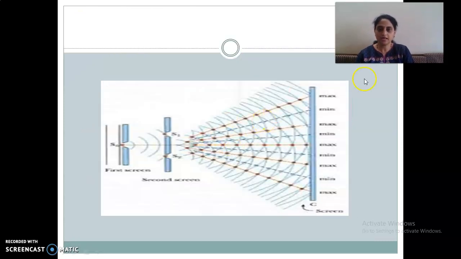This is again the next diagram of Young's experiment. This is the S source of light, and these are slits S1 and S2. The waves which are formed interfere with each other, means crest overlaps with crest, trough overlaps with trough, crest overlaps with trough, and trough overlaps with crest, which forms the alternate dark and bright bands. So this is Young's experiment.